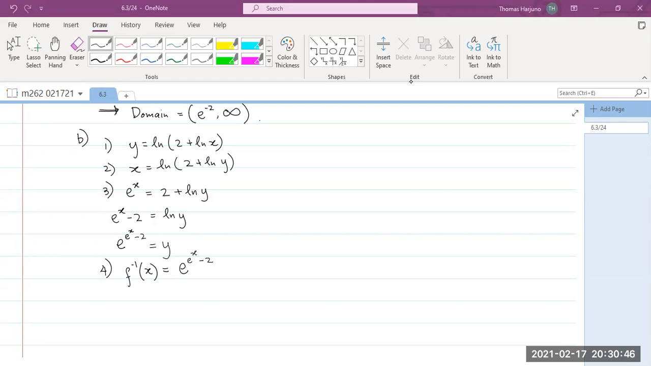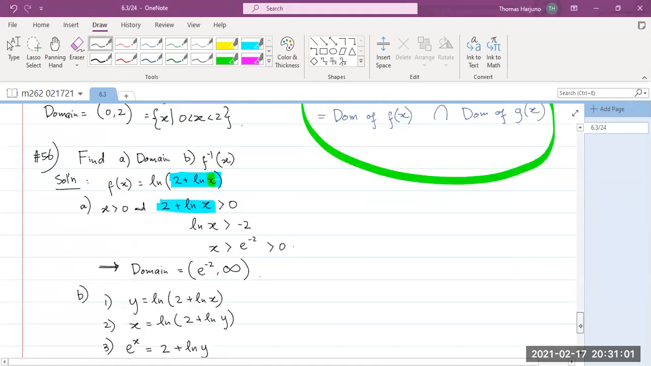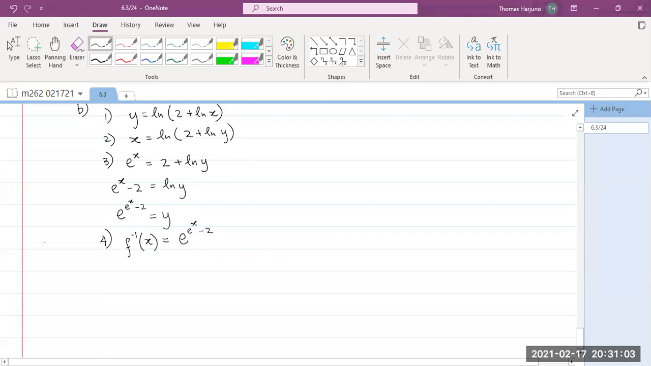That's for number 56. Oh, this is only about the inverse function. Okay, then number 64 is an interesting question. Find the inverse function. Number 64. I guess that's the last question for this part.